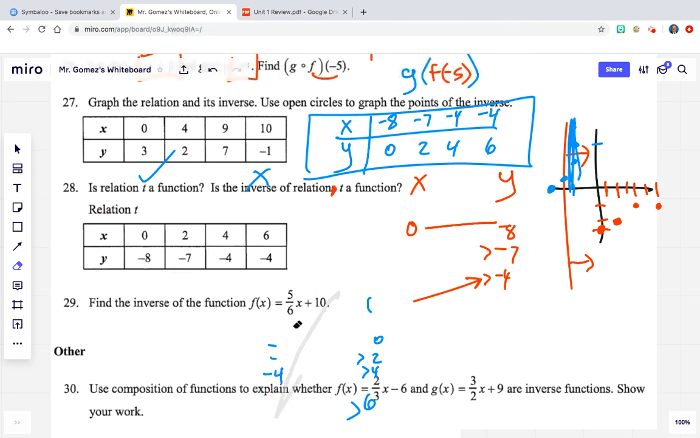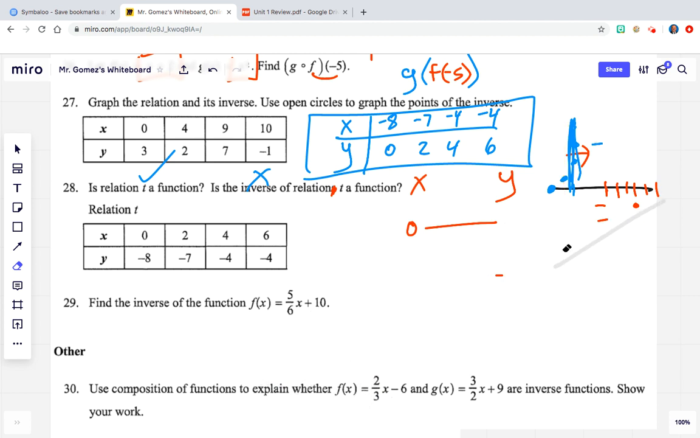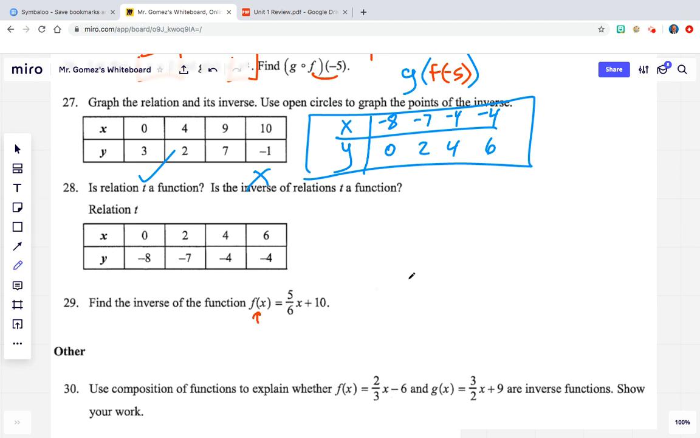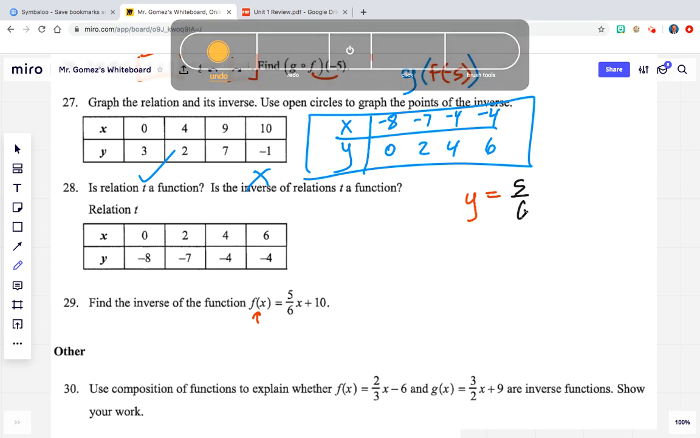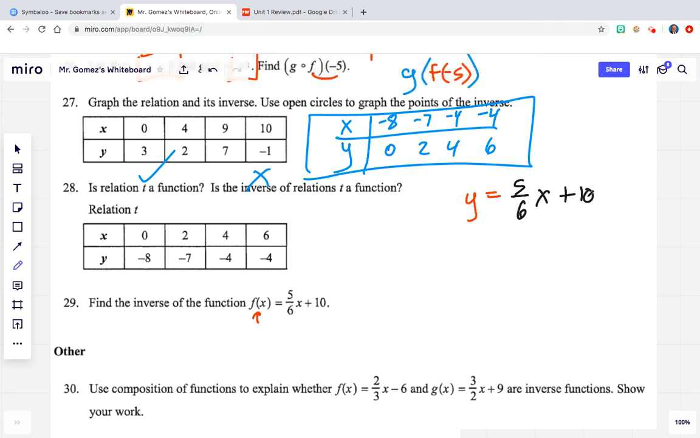It says, find the inverse of the function. I'm going to show you the long way, and then I'll show you the shortcut way. Let's first start with the long way. We're always going to change this to y first, okay? Everything else stays the same. You still have 5/6x plus 10. The second step is to switch the x and the y.